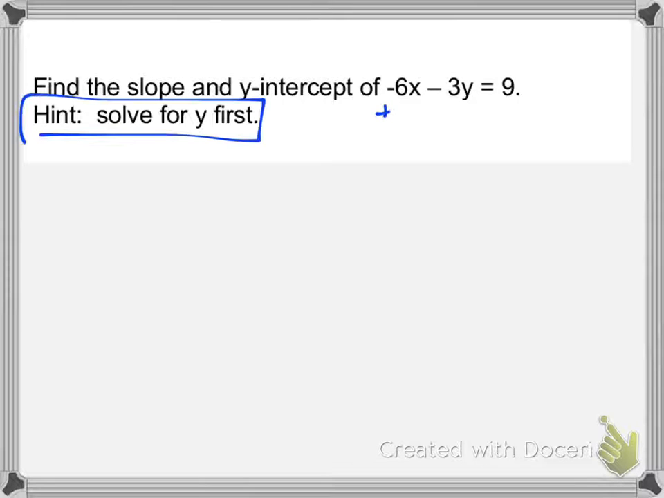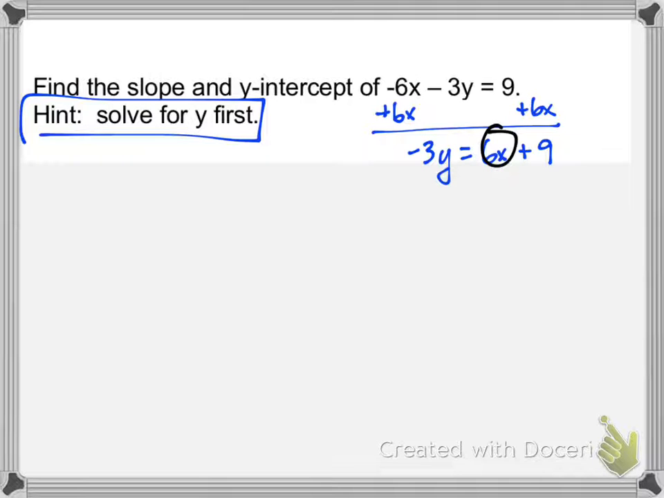Continuing right along in our notes, we want to find the slope and y-intercept. We're going to format it into slope-intercept form. So we're going to solve for y, just like our literal equations from the beginning of the year. Adding 6x to both sides gives us this.